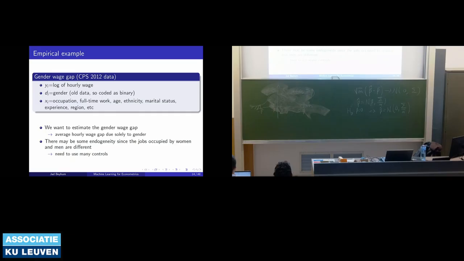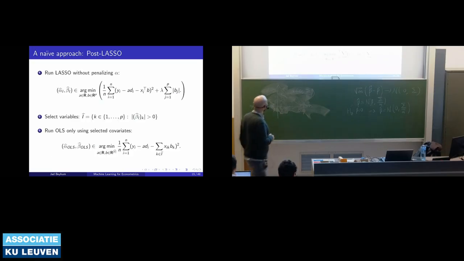And of course, if you just run yi on di as a regression, you run into an endogeneity problem, because it could be that women have different occupation preferences, and that's the reason why they are paid less, not because there is any discrimination. So if you want to isolate the discrimination effect, you need to put a lot of controls. In particular education, age, ethnicity, if they work full-time, and these kinds of things. So this is an idea of a problem.